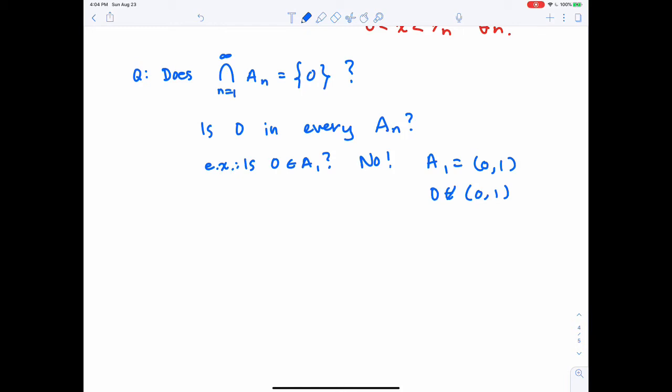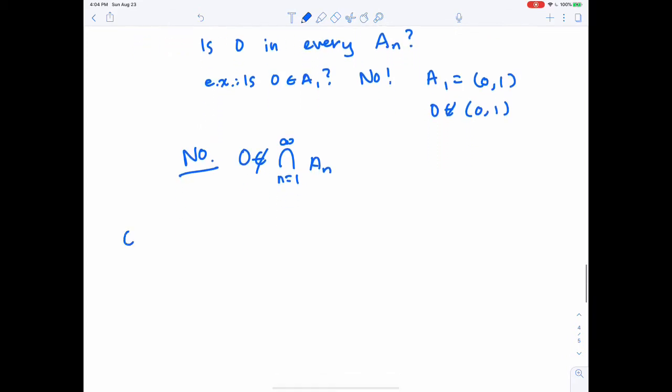So my answer overall should be no. 0 is not in the intersection. So certainly the intersection can't be equal to the set containing 0. 0 is not in there. So now what we might claim is that the intersection is actually empty.